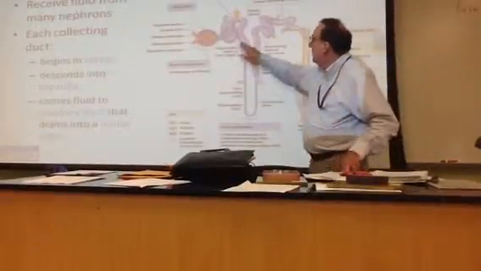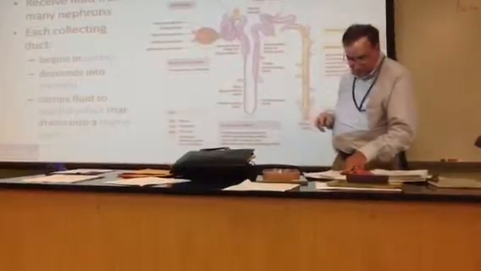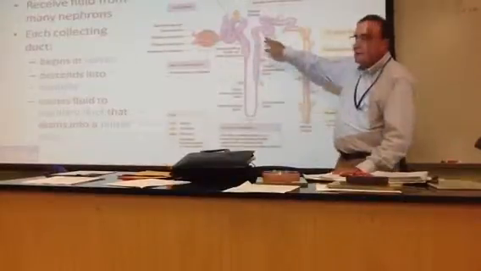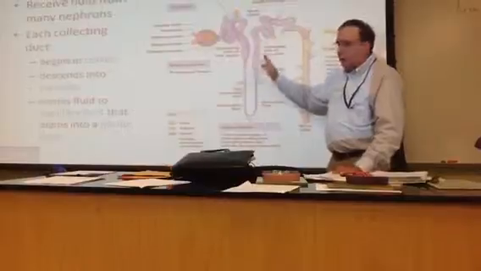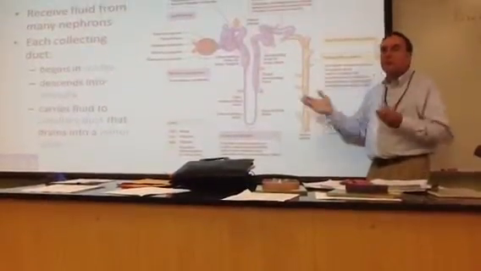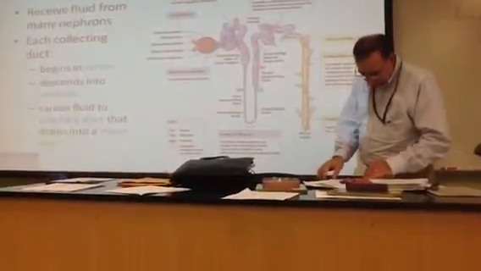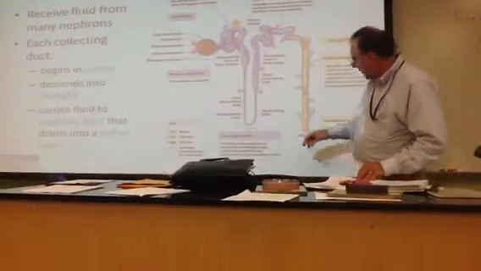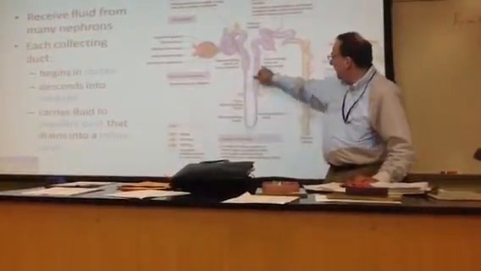The fluid then passes down through the loop, which is called the loop of Henle. There are two sides, a descending side and an ascending side. When we talk about what happens in the physiology, the two sides, we'll see, have two different functions. Tonight we're just going to talk about the anatomy. The ascending side has a thick and thin part to it. So there's a thin descending and a thick ascending.